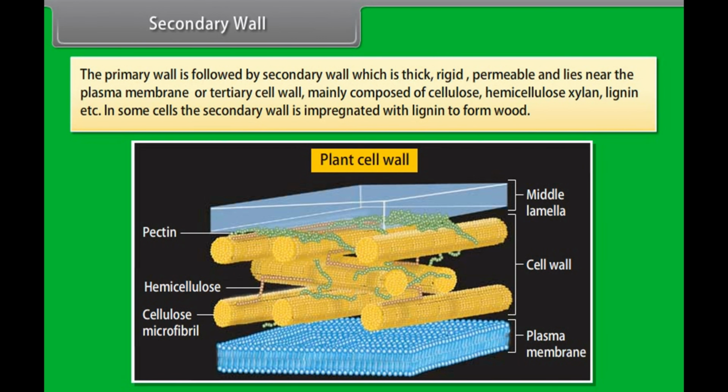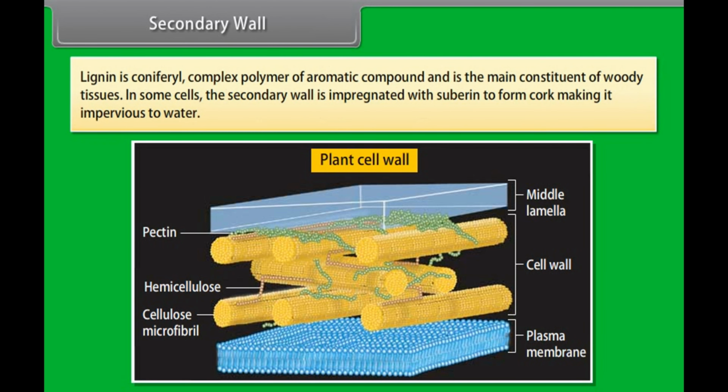In some cells, the secondary wall is impregnated with the lignin to form wood. Lignin is a coniferyl, complex polymer of aromatic compound and is the main constituent of woody tissues. In some cells, the secondary wall is impregnated with suberin to form cork, making it impervious to water.